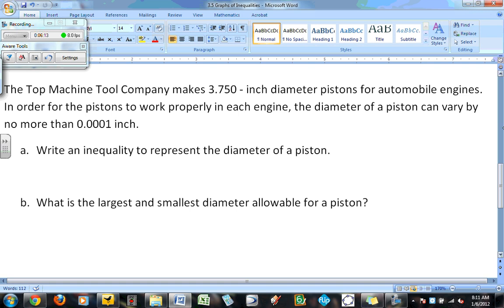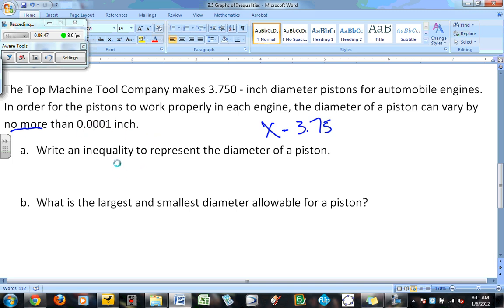Well, let's think about this for a second. If I have a piston that's x big, and it's supposed to be 3.75 and it can't vary by more than this, then if we subtract 3.75 from the size of my piston, I should get hopefully a really small number such as this. And if you read this, can vary by no more than gives you a hint that it has to be less than or equal to 0.0001 inch.